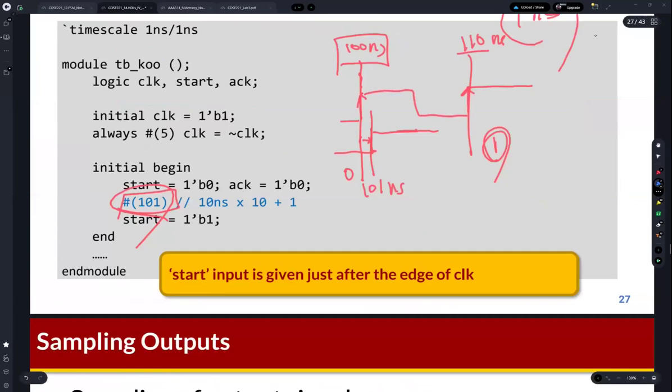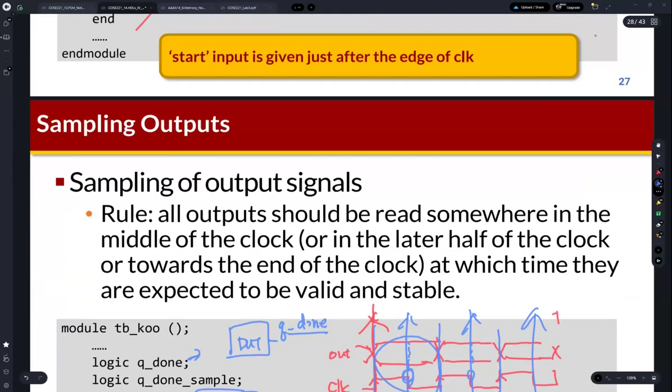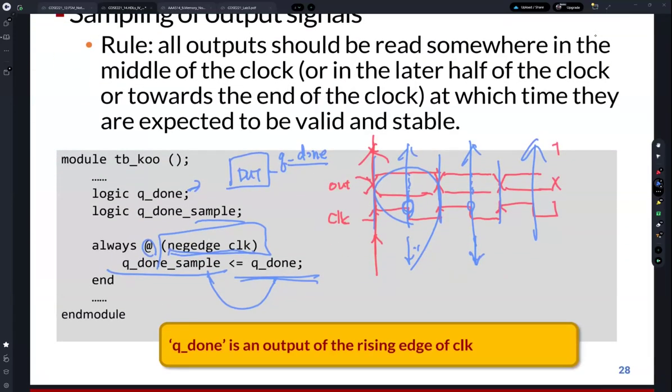So this is the rule. The test bench needs to generate the input signal, but the generated input will need to be changed slightly after the clock edge. And when we monitor the output signal, we need to monitor the output signals in the middle of two rising edges. This is actually important.